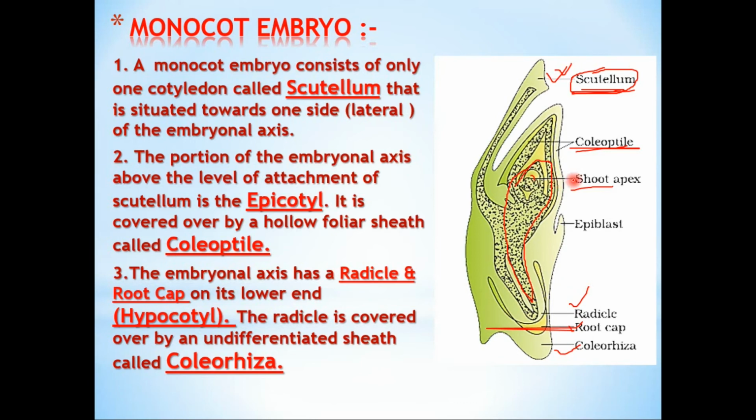And monocot seed has the shoot apex or plumule and the root apex called radicle. And there is no doubt a root cap. But the shoot apex is protected by a leaf-like structure called coleoptile, and the radicle and root cap are protected by a leaf-like structure called coleorhiza.